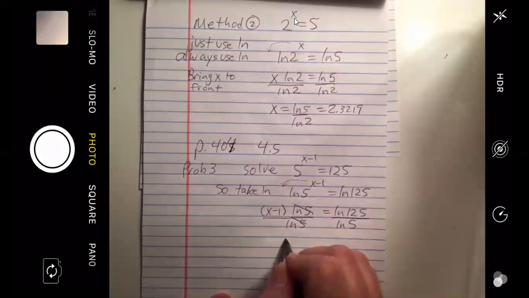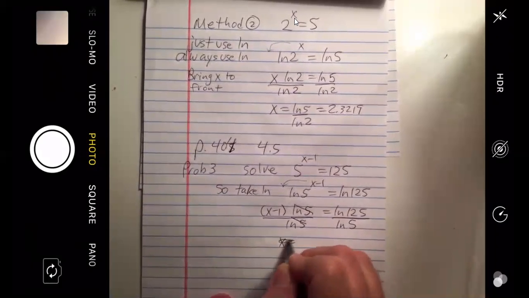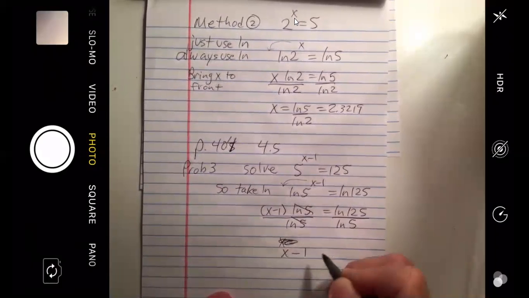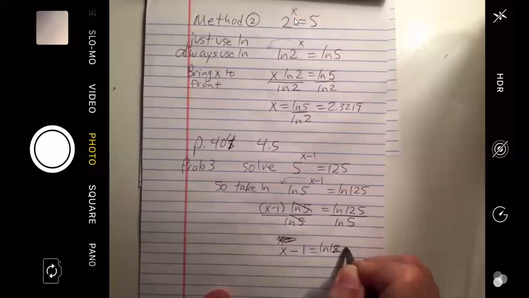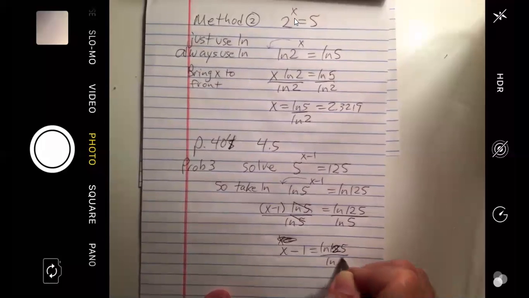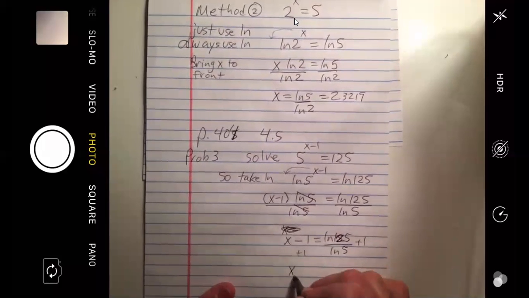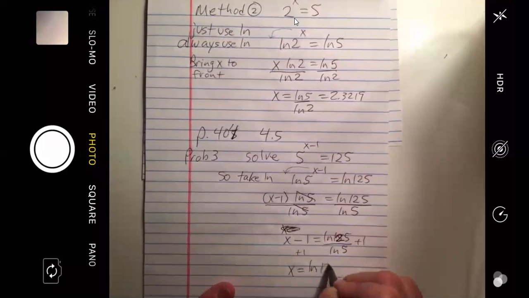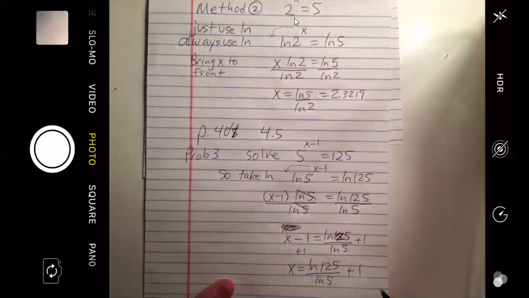Kills here. X, I'm sorry, I meant minus 1 there. X minus 1 is equal to ln of 125, God, I'm not writing good today, 125 divided by ln of 5. And finally add 1. And I come up with ln of 125 divided by ln of 5 and add 1.